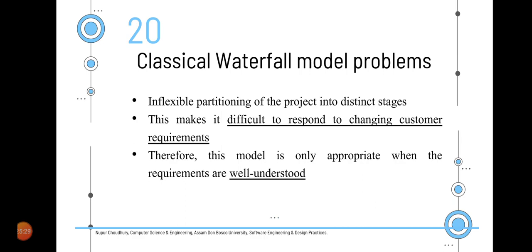This disadvantage would be tackled in our next life cycle model, which is the iterative waterfall model, and we will be discussing in detail as to how the loopholes or the drawbacks of classical waterfall model can be overcome in the subsequent life cycle models.